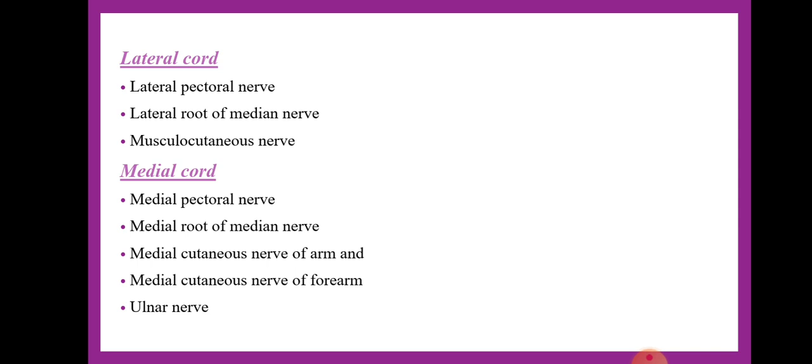Medial cutaneous nerve of the arm and medial cutaneous nerve of the forearm, which are cutaneous, supply the skin of the medial part of the arm and forearm correspondingly. The ulnar nerve is a continuation of the medial cord, and it supplies the muscles of the forearm and hand.